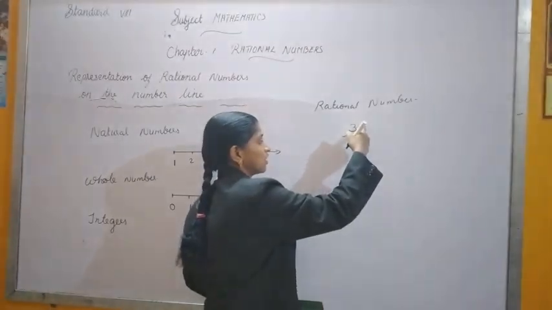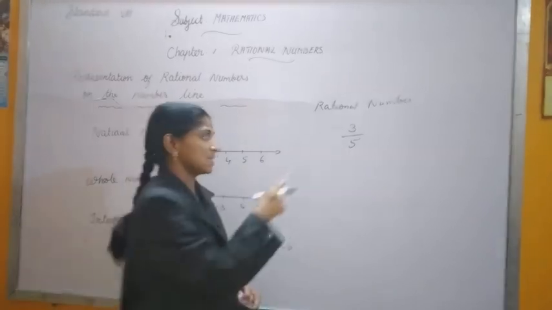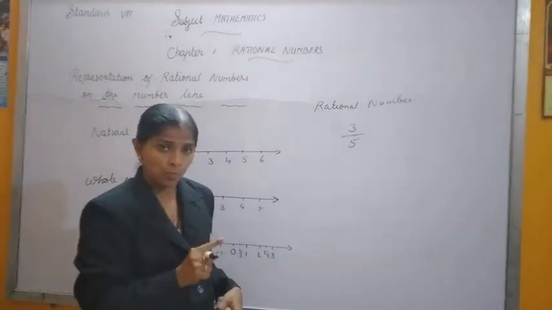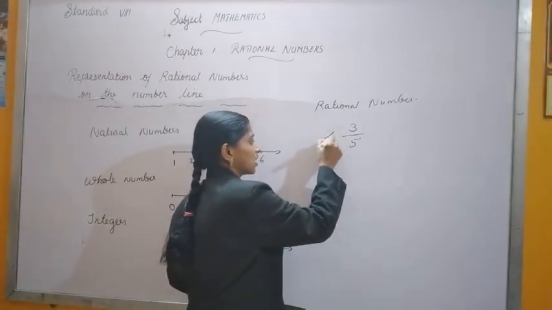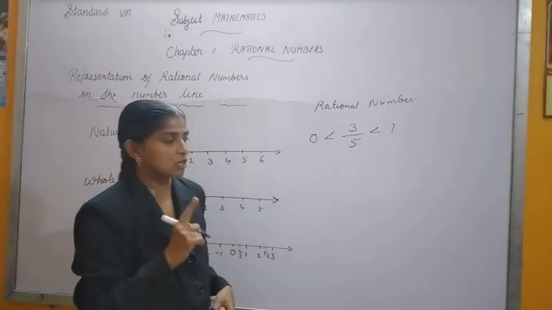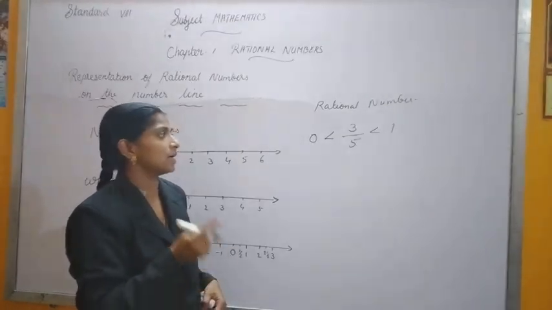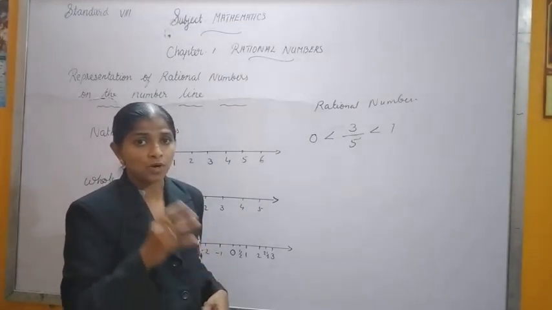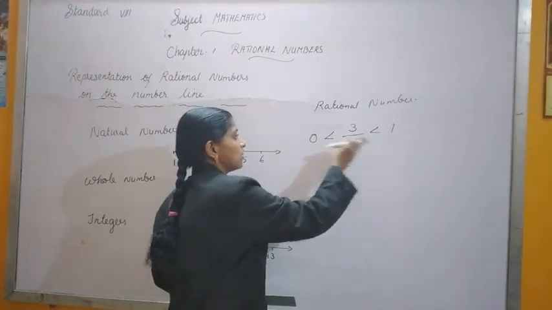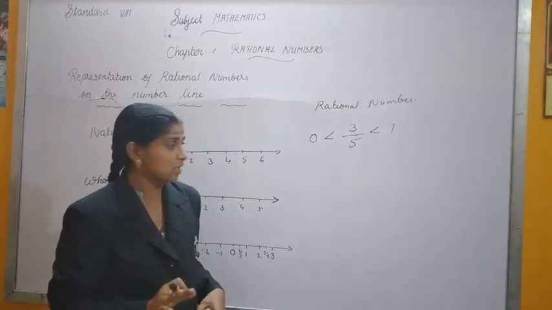If the numerator of a rational number is less than the denominator, that is a proper fraction. Here 3 is less than 5, so this fraction is a proper fraction. A proper fraction always comes between 0 and 1. First you check whether the given rational number is proper or improper. First I will show you how to represent a proper fraction on the number line.